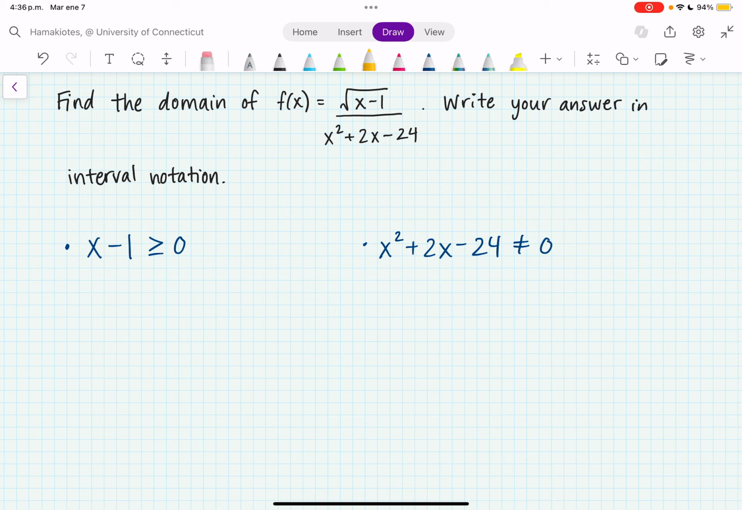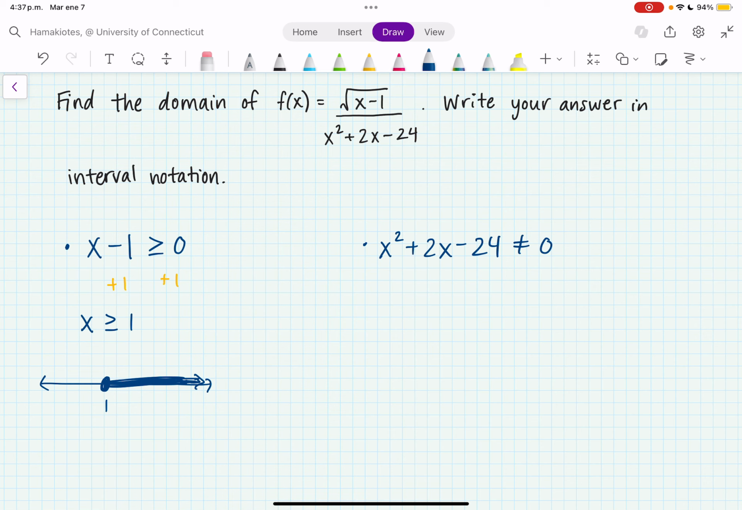So this condition, that x minus 1 is greater than or equal to 0, tells us that if we add 1 to both sides, we get x is greater than or equal to 1. So in terms of a number line, this looks like this. So we have a shaded circle over 1, and x is greater than 1. So it can be anything to the right of 1 on the number line.